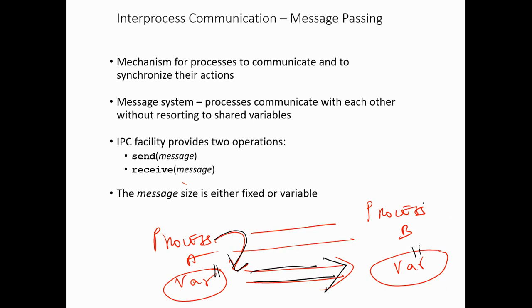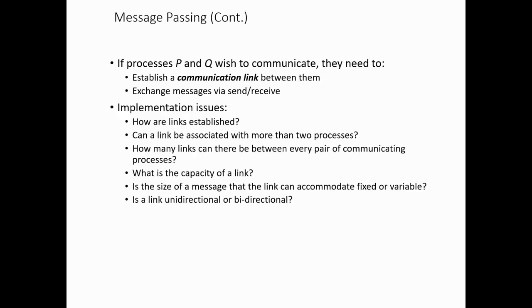Okay, and the inter-process communication facility provides two operations: send message and receive message. If process A sends some message through the message passing mechanism, it is supposed to use the send message operation, and process B should use the receive message operation in order to receive the message.